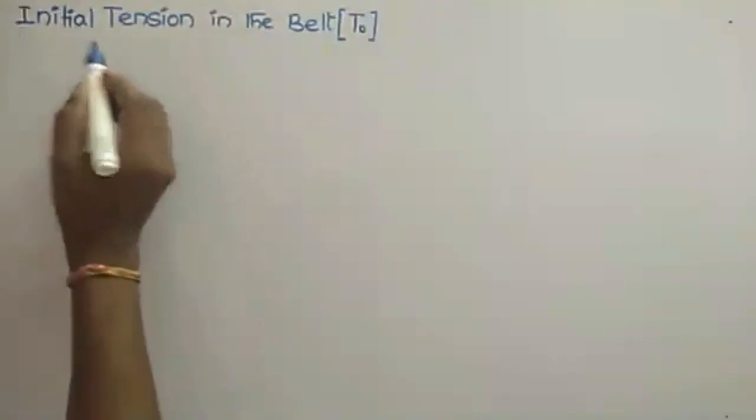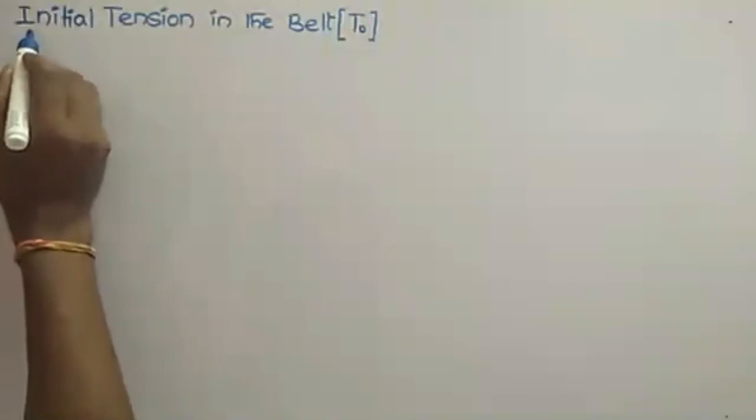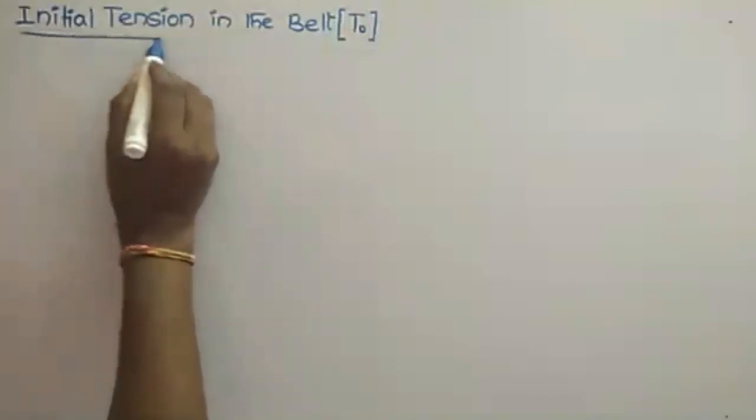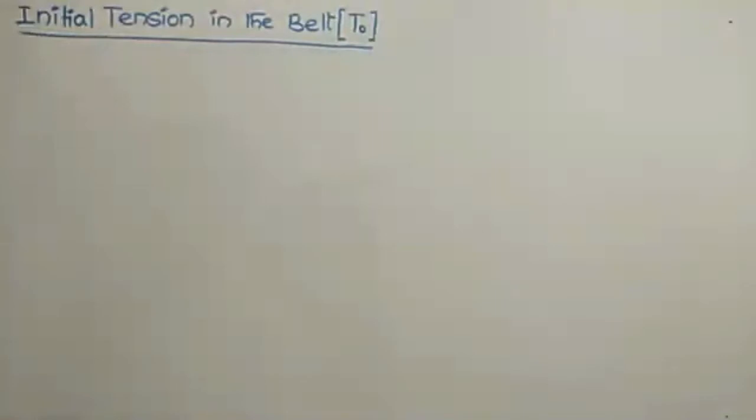As we have already seen different types of other tensions in the belt, like tension on tight side, tension on slack side, and centrifugal tension. Then the other type of tension, initial tension in the belt, also has its own importance in the kinematics and design of belt drives, right? So that's why you need to take this also into consideration when you design a belt drive.